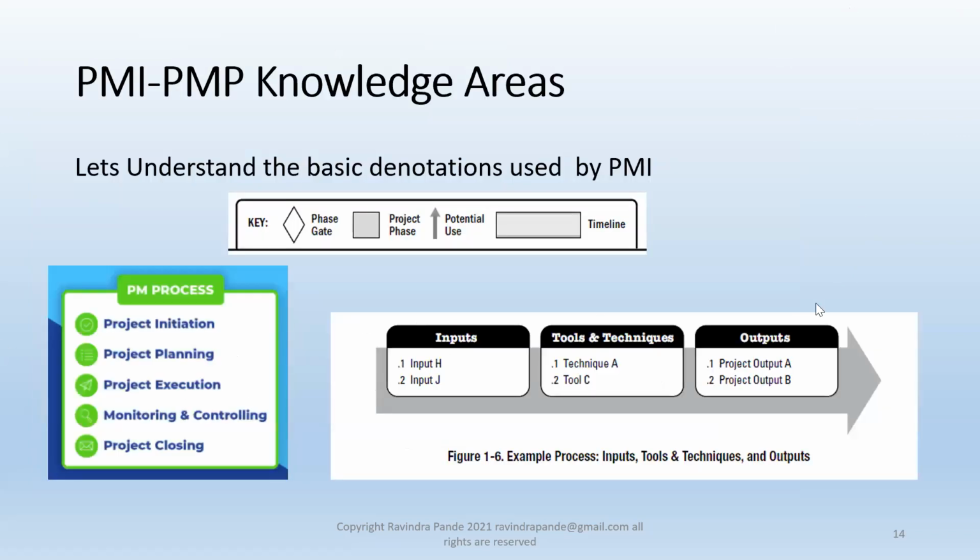Now there are 10 knowledge areas, 5 process groups and 49 processes. The key is that a phase gate is a diamond shape. A project phase is a rectangular shape. Potential is shown by an up arrow, and timelines are shown by a bar graph moving from right to left. Then in terms of PM processes, we have project initiation processes, project planning processes, project execution processes, project monitoring and controlling processes, and project closing processes. So these are the 5 different process groups we normally categorize.